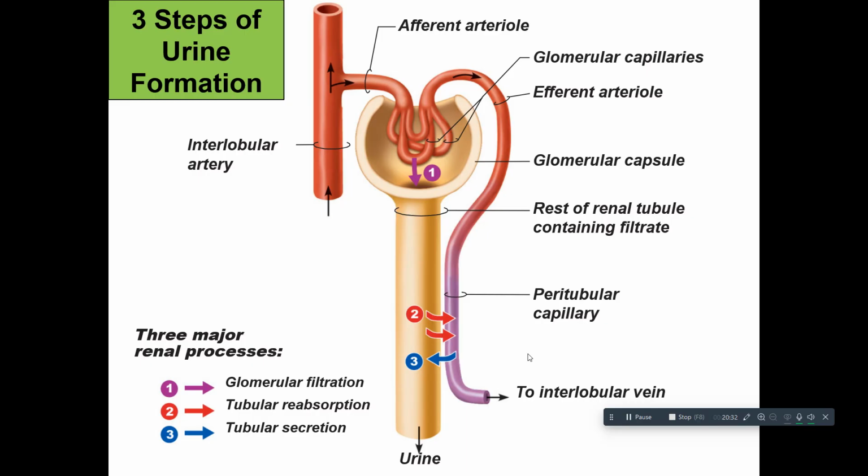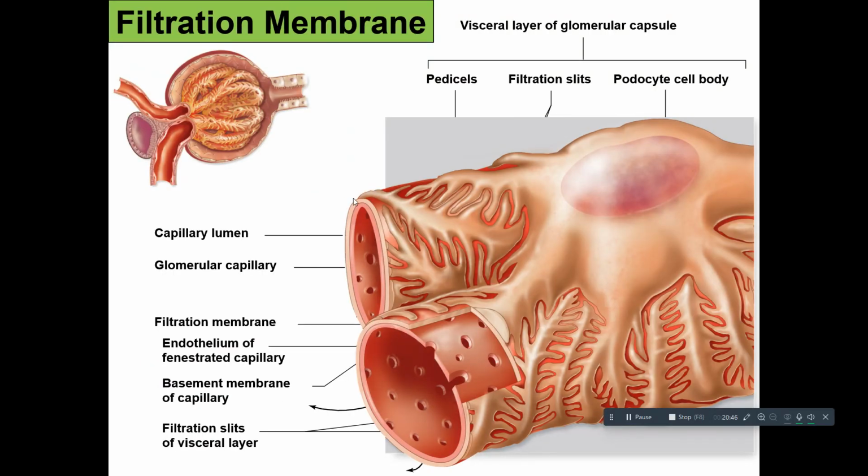All right, so we know we got our 3 steps of urine formation: filtration, reabsorption, and secretion. And I want to talk about how those 3 steps occur. So let's start with talking about filtration. And we know filtration happens in the glomerulus. And we know the glomerulus is a ball of capillaries.